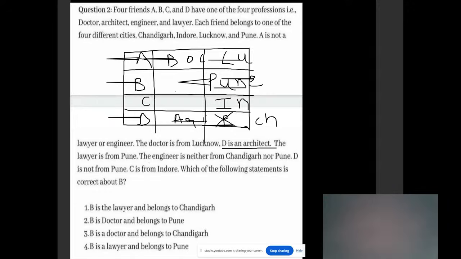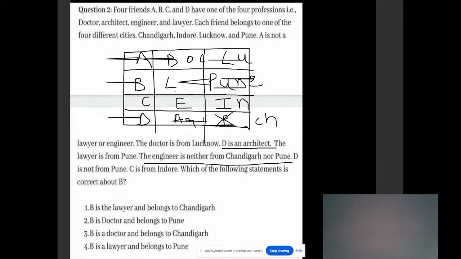They said that the engineer is neither from Chandigarh nor Pune. So the engineer doesn't live in Chandigarh nor Pune. That means the engineer lies in Indore. So here it is engineer. C is an engineer. It means B is a lawyer, the remaining profession. B is a lawyer.